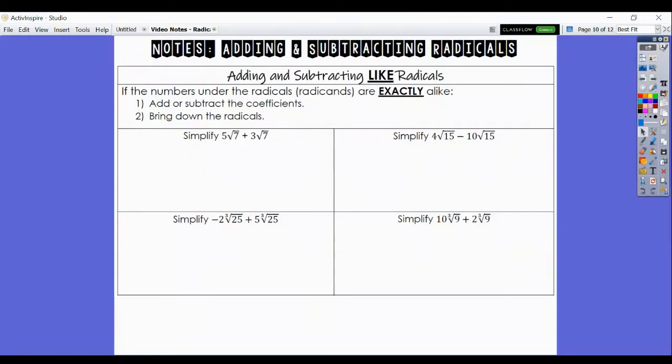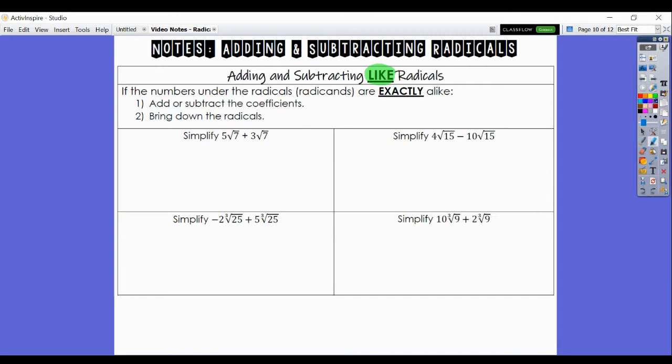In today's lesson, we're going to learn about adding and subtracting radicals. We can only add or subtract radicals if they are like radicals. What I mean by like radicals is that they're exactly alike. Their index is the same and what's underneath the radical is the same. If the numbers on the radicals, called radicands, are exactly alike, we'll be able to add or subtract the coefficients of the radicals, bringing down the radicals afterwards.